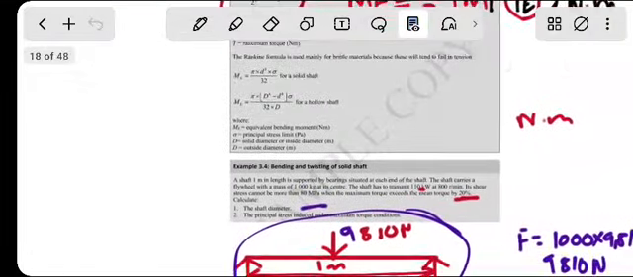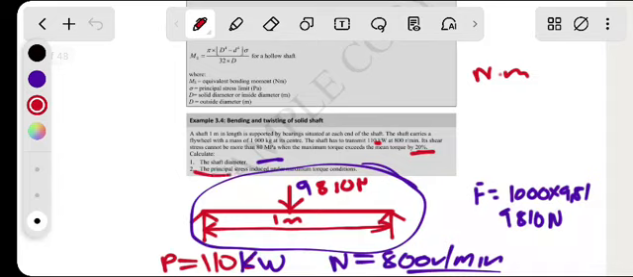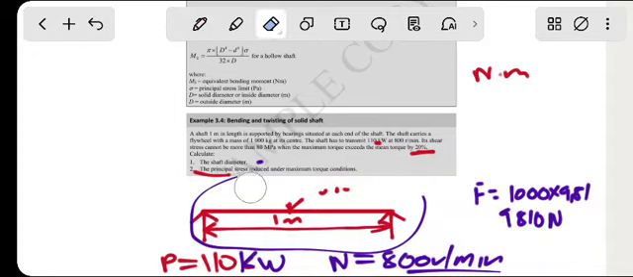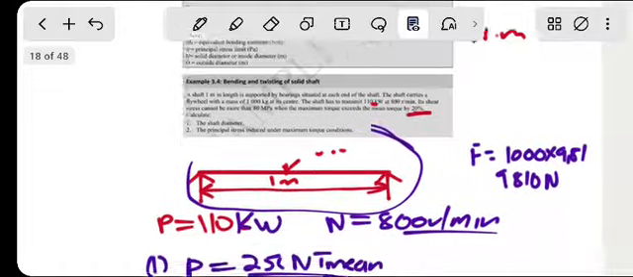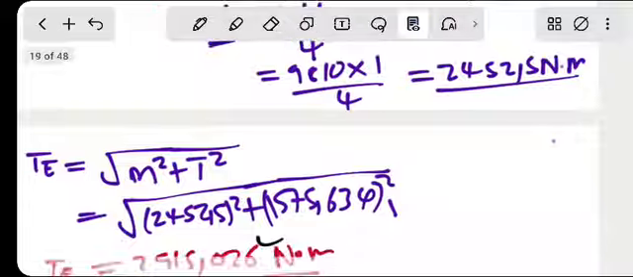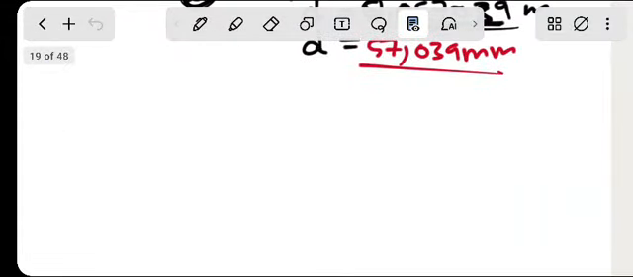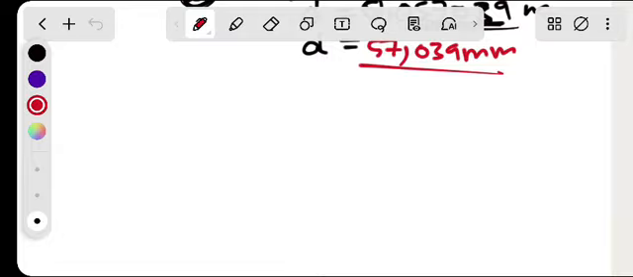So question 2 says determine the principal stress induced under the maximum torque condition. Okay, right, under this maximum torque condition, we know, guys, to calculate the principal stress, this principal stress will be under equivalent bending moment.